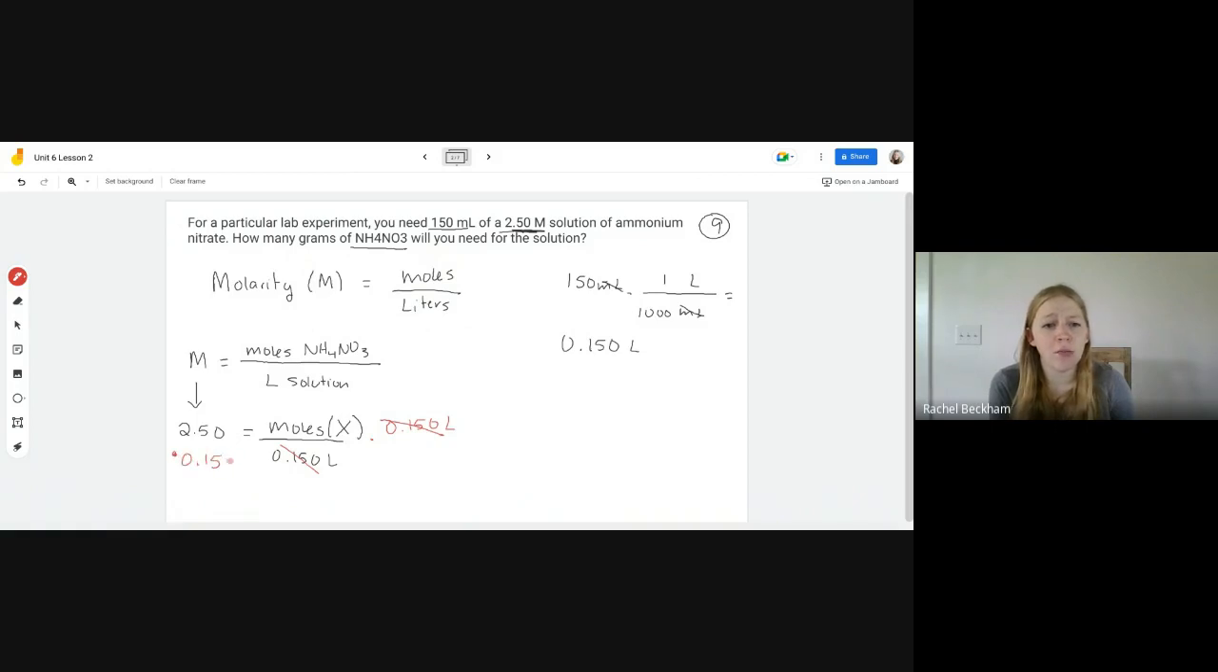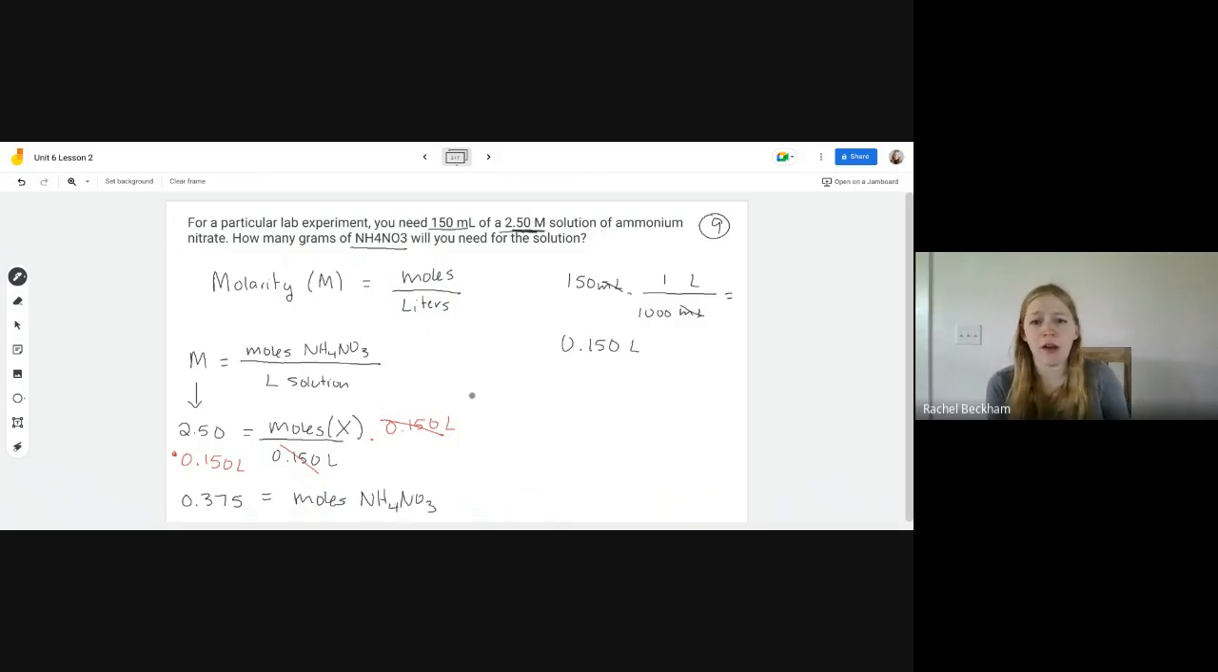So I need to also multiply the left-hand side by 0.150. So 2.5 times 0.150 on the left-hand side is 0.375, and that equals my moles. I just did that times that, okay? So that's my moles of NH4NO3.